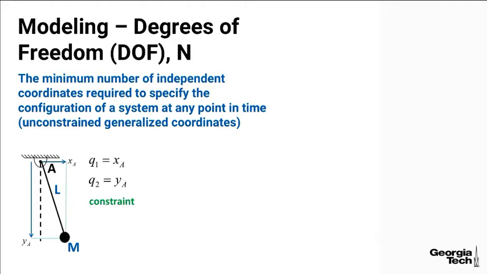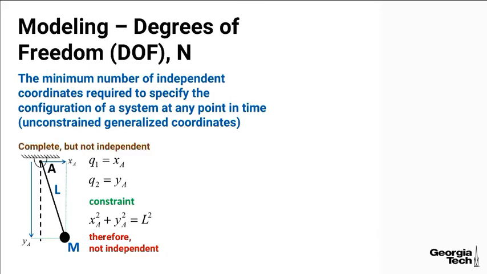And what you should see here is that there's a constraint between xa and ya. So these are not unconstrained generalized coordinates. We have a constraint by Pythagoras' theorem that xa squared plus ya squared equals L squared. So these coordinates are not independent. They completely describe the position of the system, but they're not independent. So the degrees of freedom of the system is not 2. Can you think of another unconstrained generalized coordinate that would completely describe the motion of this system?